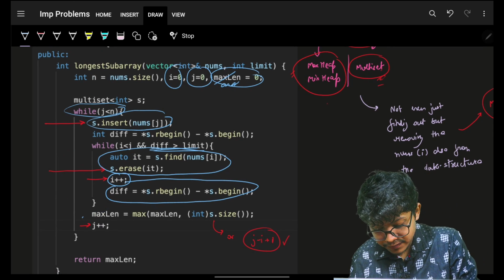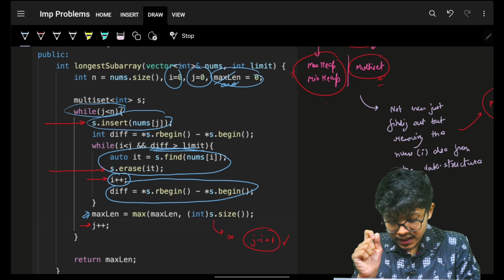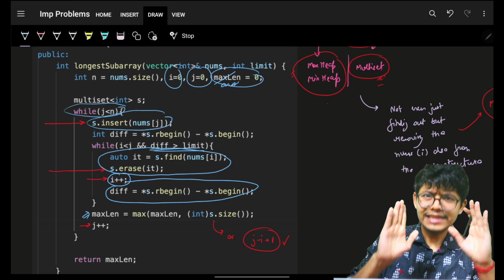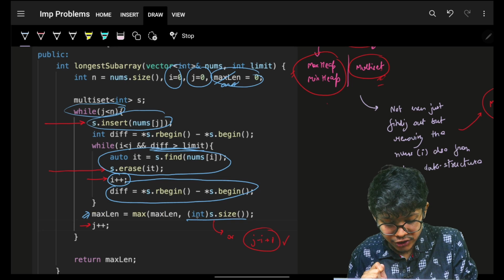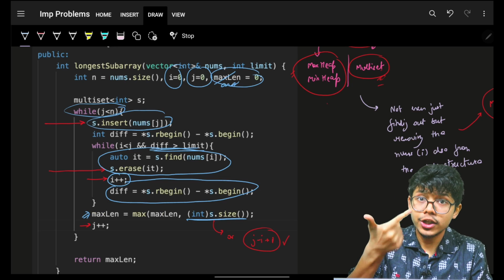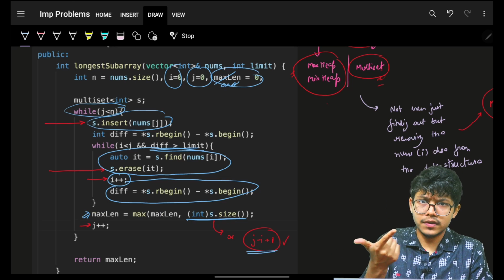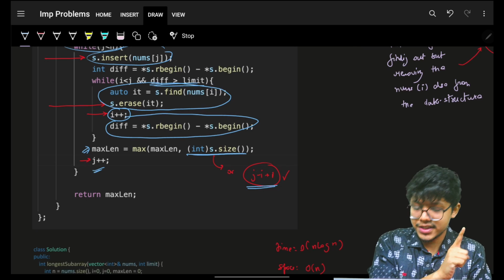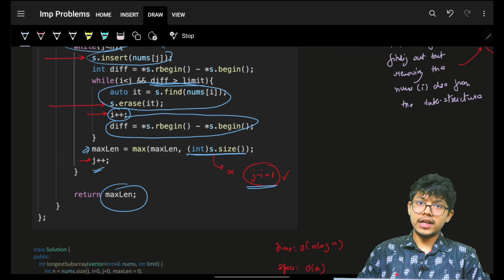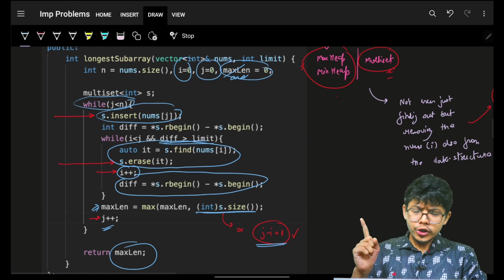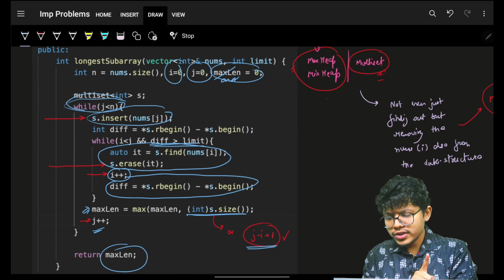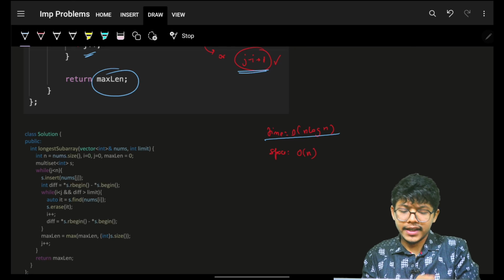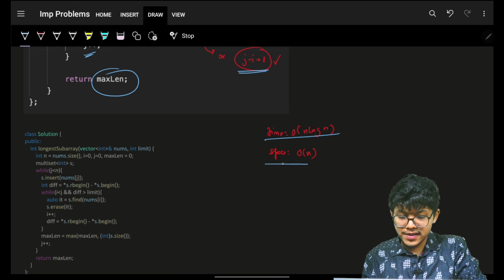Now, as soon as it gets out of here, it means i and j are at the correct locations where the diff is less than or equal to limit. So in that case, I can either take my multiset size, or I can also put that as j minus i plus 1. Both will work correctly. And ultimately, make sure to always keep on increasing your j at every step. Ultimately, return your answer, which is the maximum length. Now, although you use 2 pointers, because of using a multiset, your complexity became n log n. And again, the multiset will store elements, so space will also be O of n.